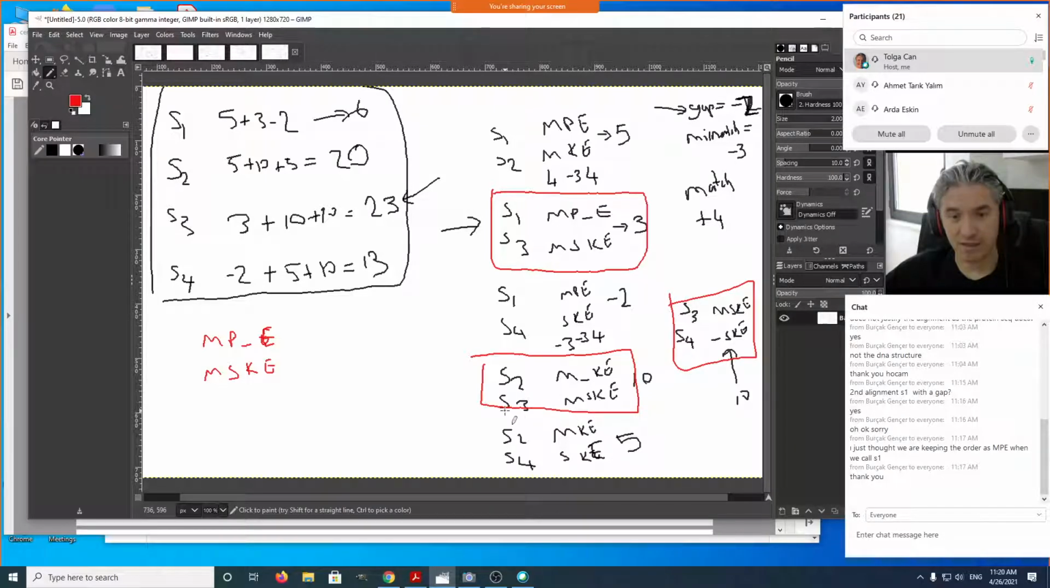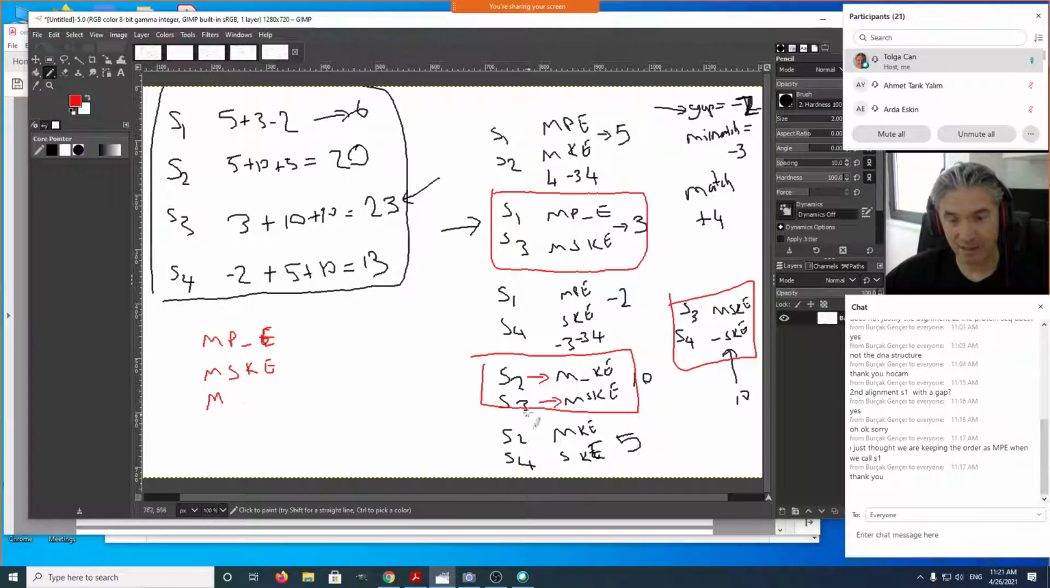And let's look at the other one. How is it aligned? So this was MSKE. It's here, right? MSKE is right here. So how are you going to write the second sequence against this one? Just use the information provided by this alignment.